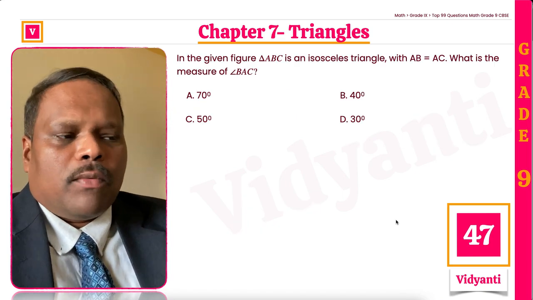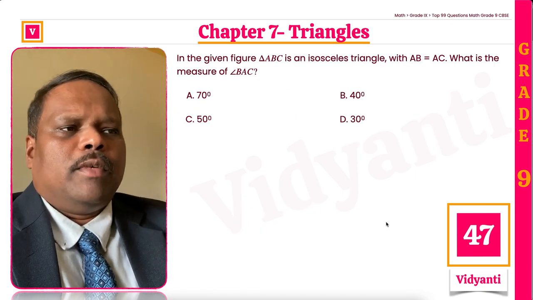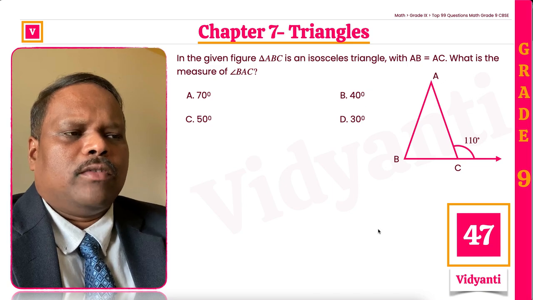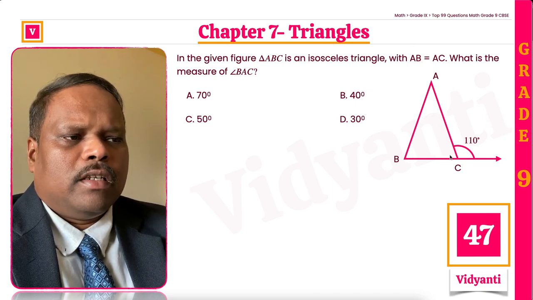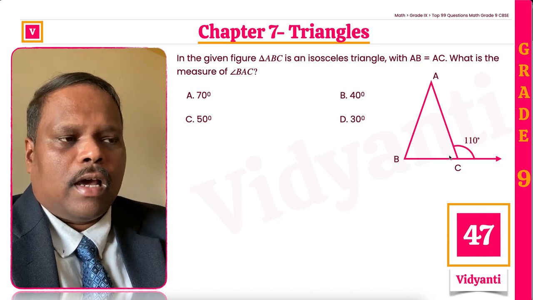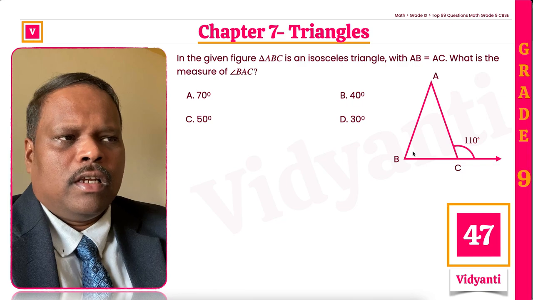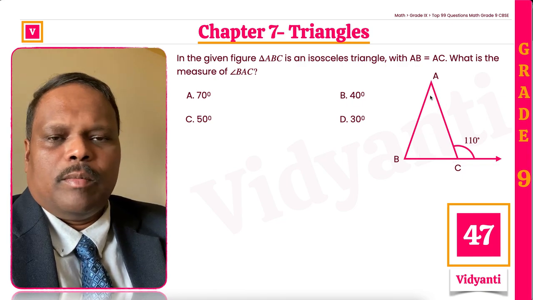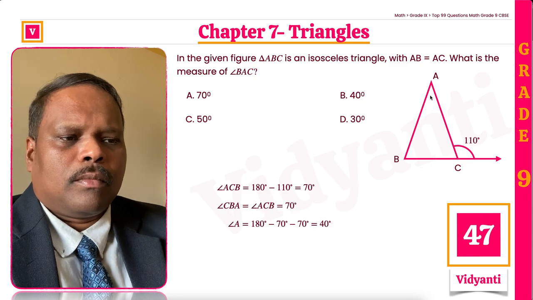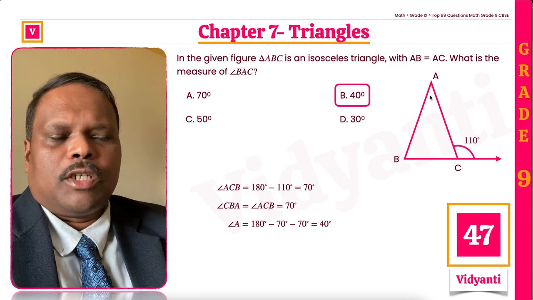Let's go to question number 47. The given figure ABC, AB and AC are same, that means angle B and this angle C belonging to the triangle are identical. If this is 110, this will be 70, this is also 70. Now what is the measure of BAC? If this is 70, this is 70, this will be only 40. So the correct answer is option B.